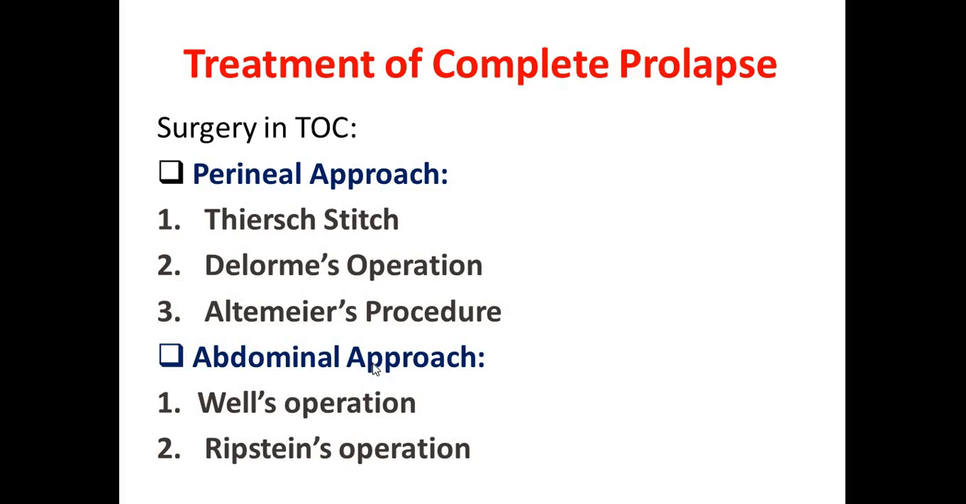Three procedures or operations are here via perineal approach. First one is Thiersch's stitch. Number 2, Delorme's operation. Third one is Altemeier's procedure. Via abdominal approach, first one is Wells operation, and then is Ripstein's operation.